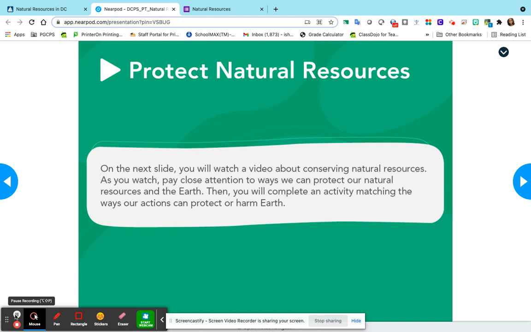On the next slide, students will watch a video about conserving natural resources. As they watch, they are asked to pay close attention to ways they can protect the natural resources on Earth. Then they will complete an activity matching the ways that their actions can protect Earth.